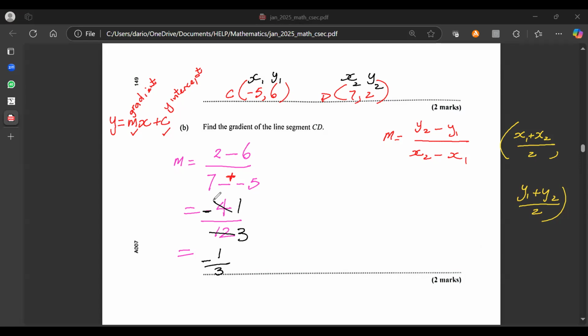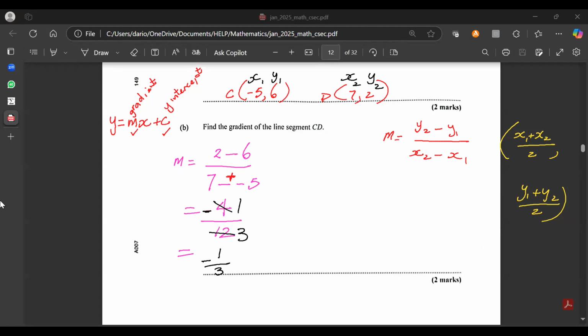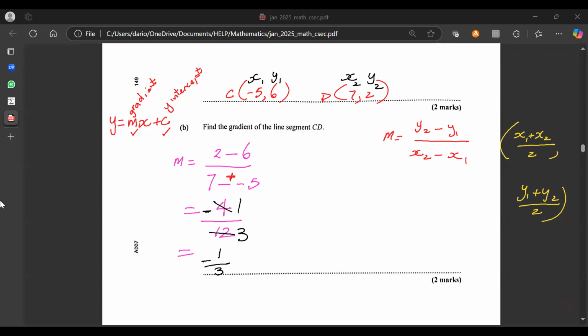All right, so let's go. Let's go. So I'm just going to delete this part.